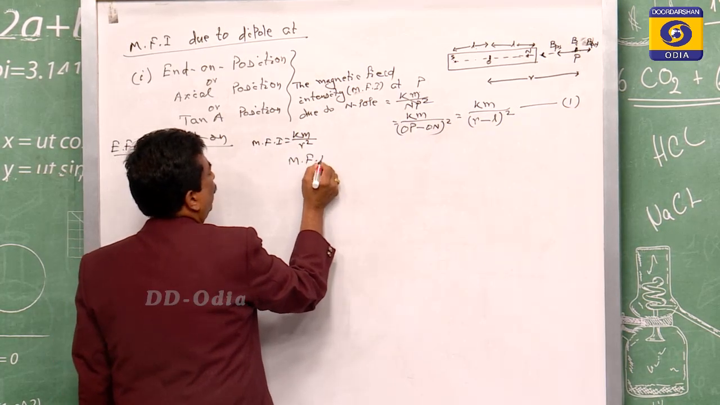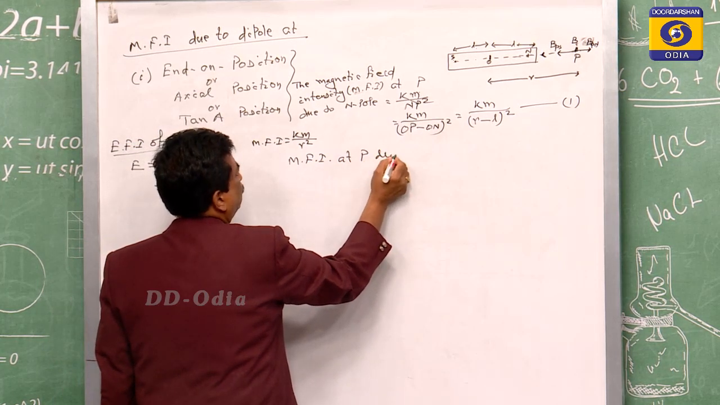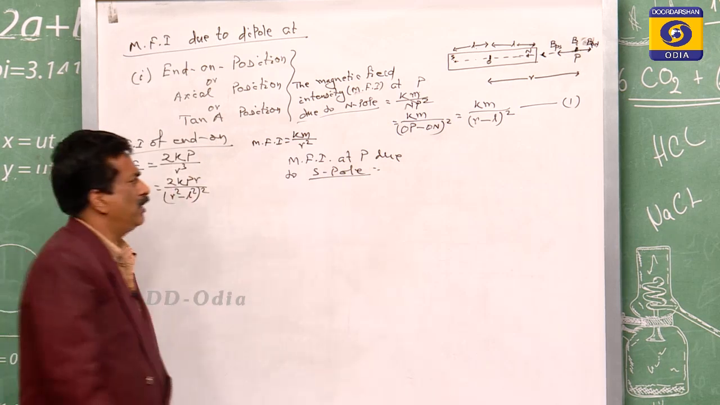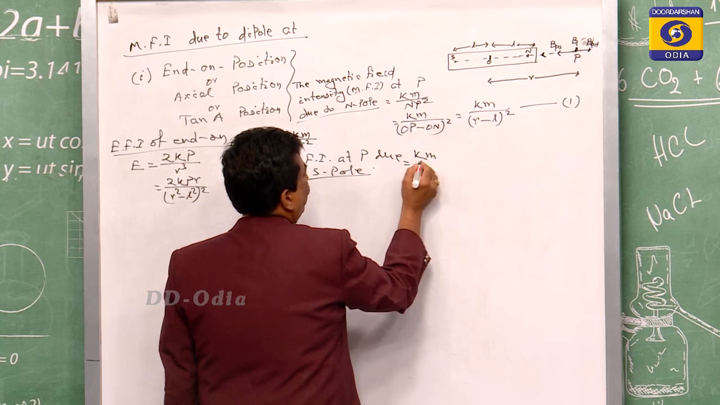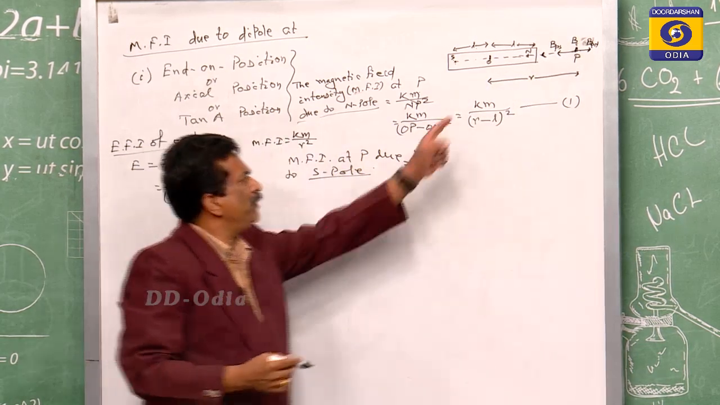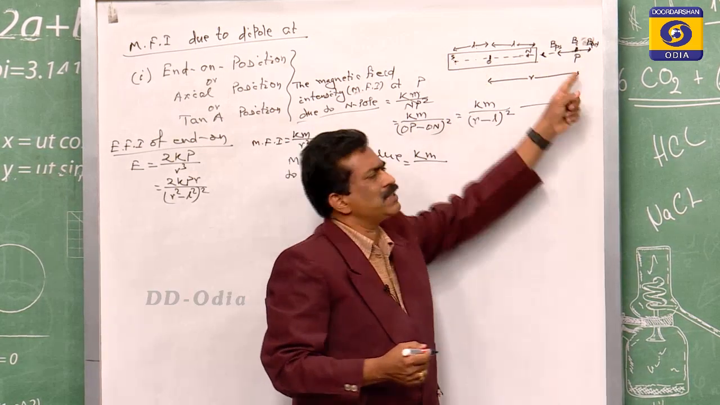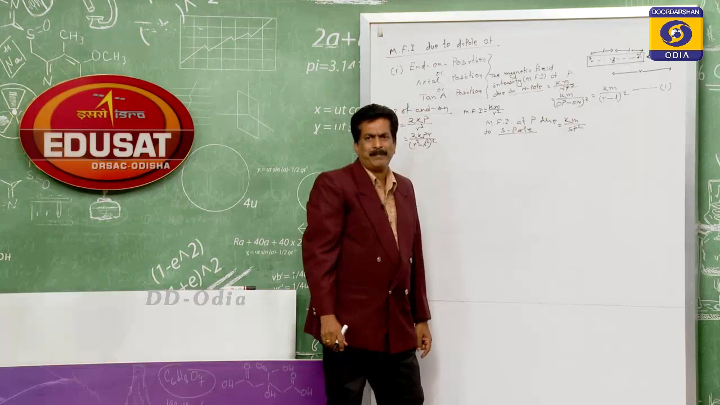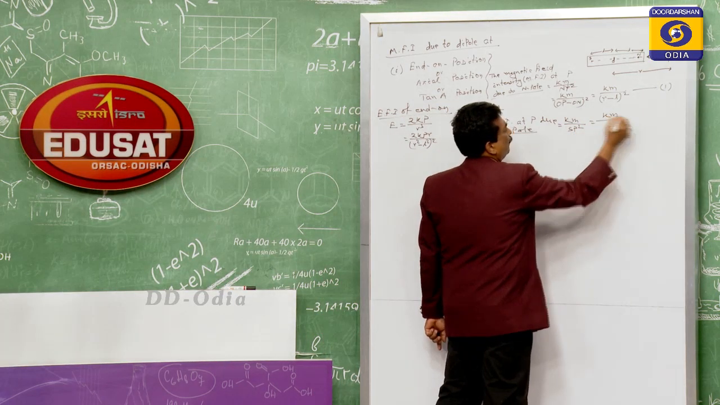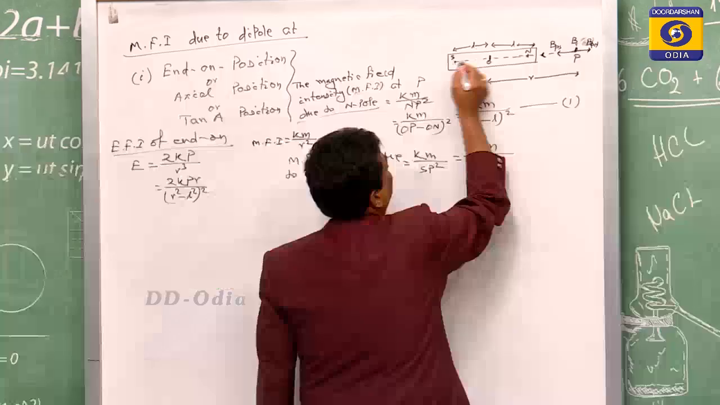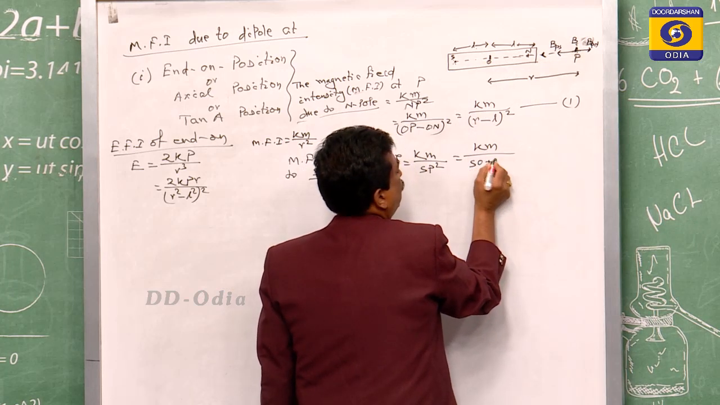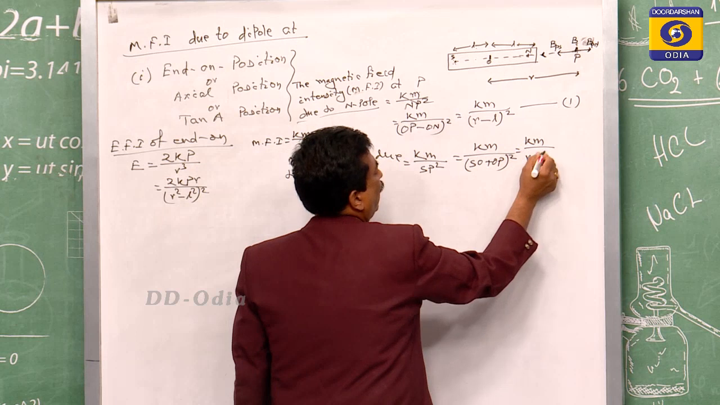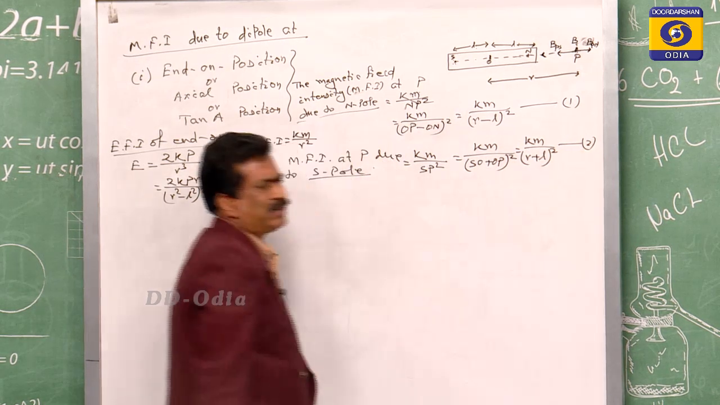Similarly, the magnetic field at P due to the south pole. The same formula, Km by the distance square, because the distance is from S to P. So SP square, Km by SP square. Now look at SP. From S to P means SO plus OP, that square. So that is equal to Km by (R plus L) whole square. Let us call that equation 2.